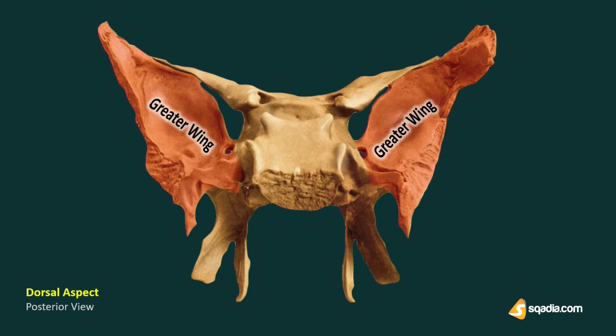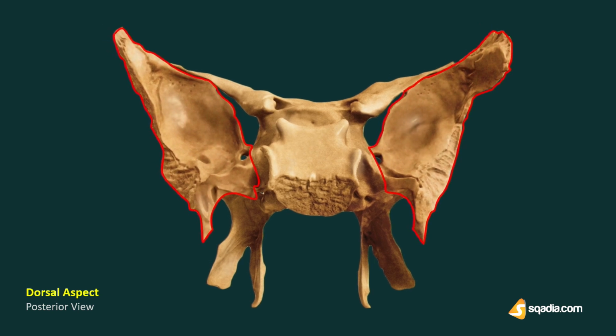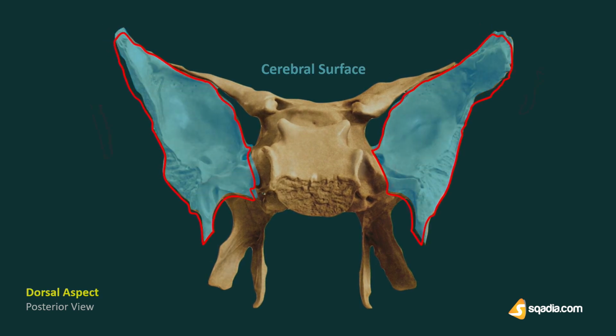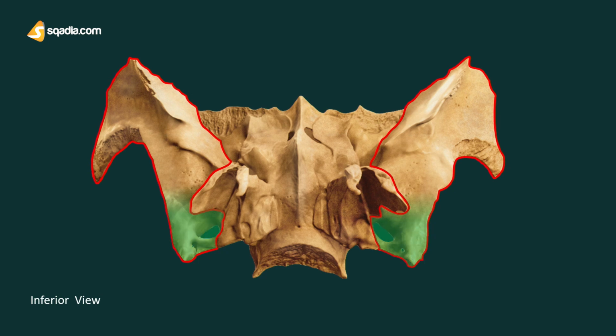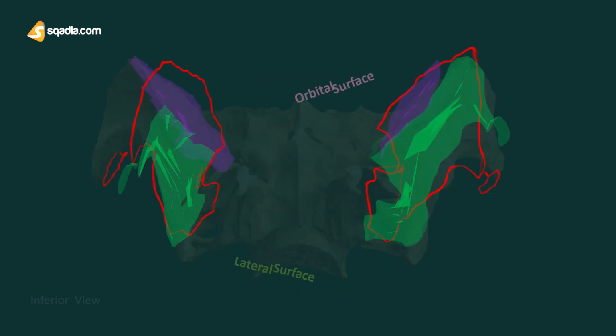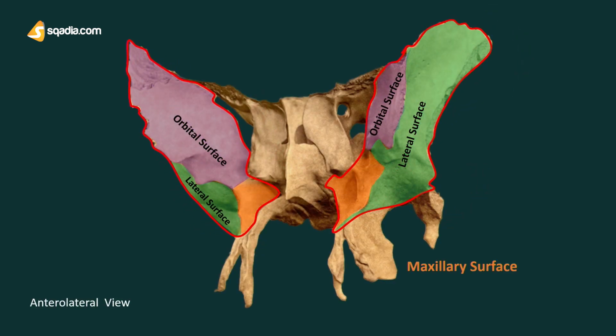The greater wing of the sphenoid bone, or we can say the alisphenoid, is a bony process of the sphenoid bone. There is one on each side, extending from the side of the body of the sphenoid and curving upward, laterally, and backward. Now they have four surfaces: the cerebral surface, next we have the lateral surface, then the orbital surface, and at last we have the maxillary surface.